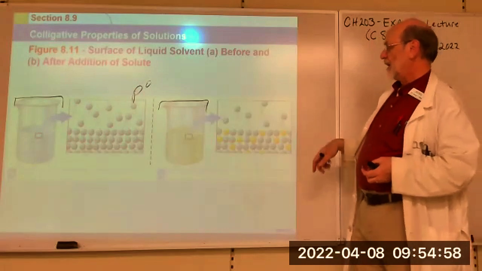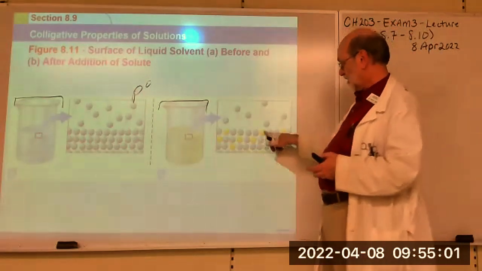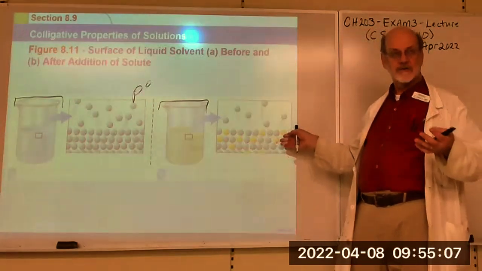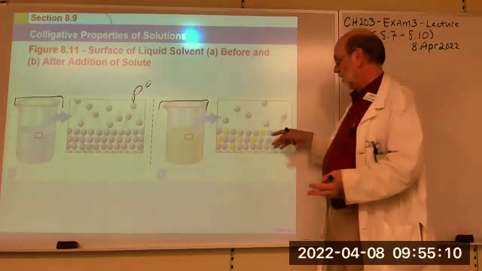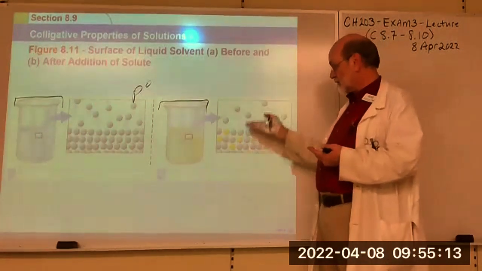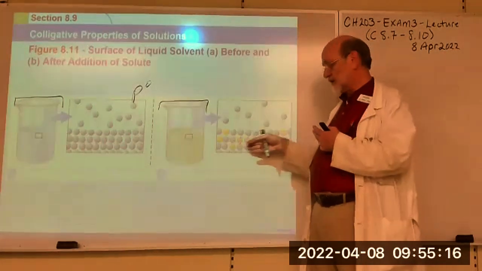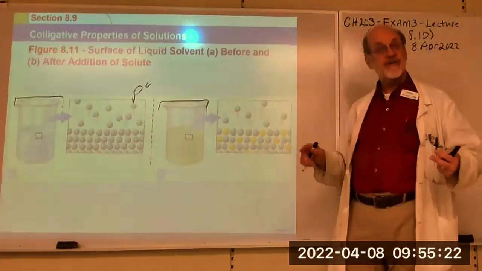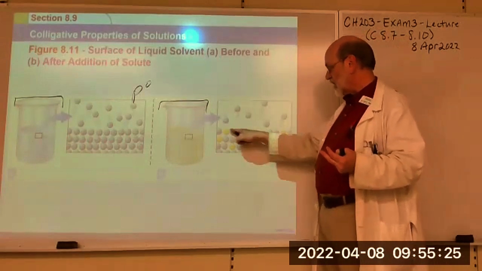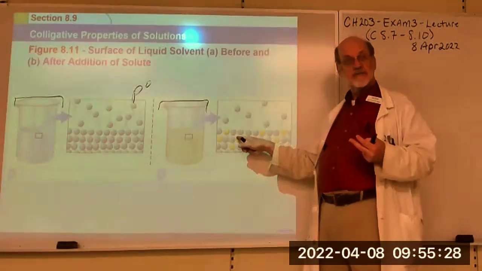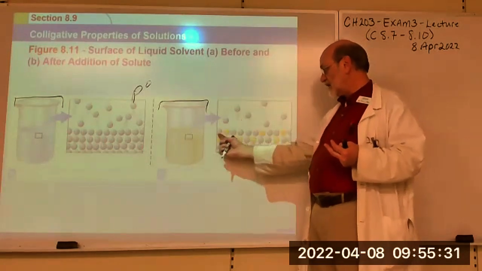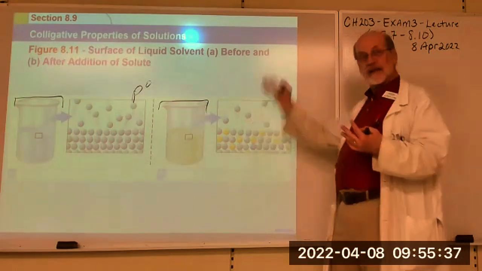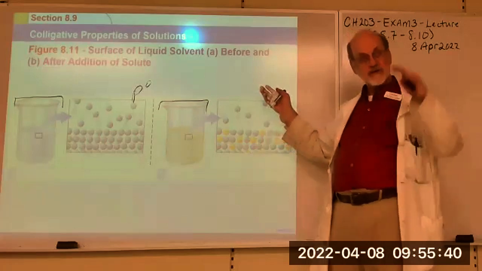Now, if you put a non-volatile solute in here, these yellows, they're not going to leave the surface. Like sodium chloride is non-volatile, or sugar is non-volatile. Then the only thing that leaves the surface to make that vapor pressure is the solvent. But there are two things going on here. One is purely physical interference. At the surface, you have these non-volatile molecules taking up space. So you can only leave from here and here where there's not the yellow. So that reduces the number that can leave into the vapor phase, decreasing the pressure.